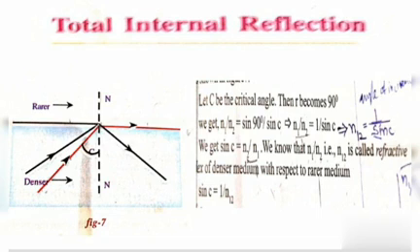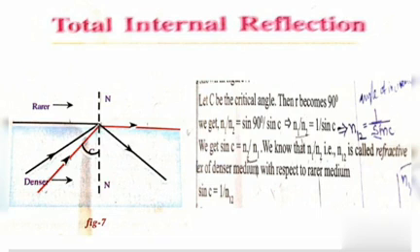n1 by n2 equal to 1 by sin C. From this equation we can write it like this: sin C equal to n2 by n1.